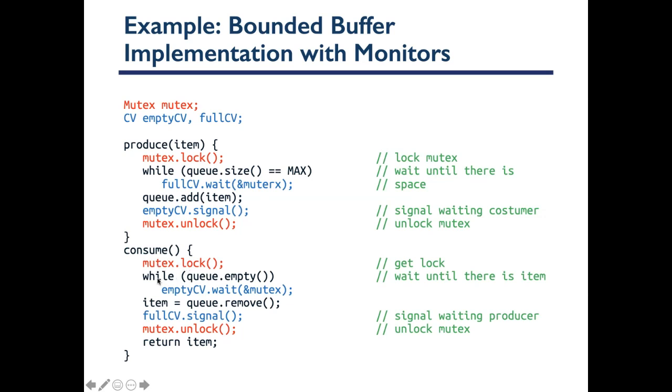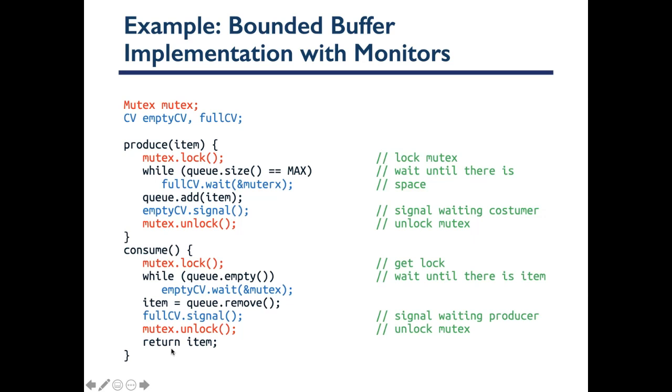I lock again. Now I wait. If the queue is empty, I wait on this empty CV with my mutex. Again, why while? We'll talk about it. If I get out of this, it means that the queue is not empty. Now I can remove one item. And when I remove an item, now there is an extra space on the queue that could be filled. I can signal any producer that is waiting on this full CV. And after I do this, I call unlock and I return.